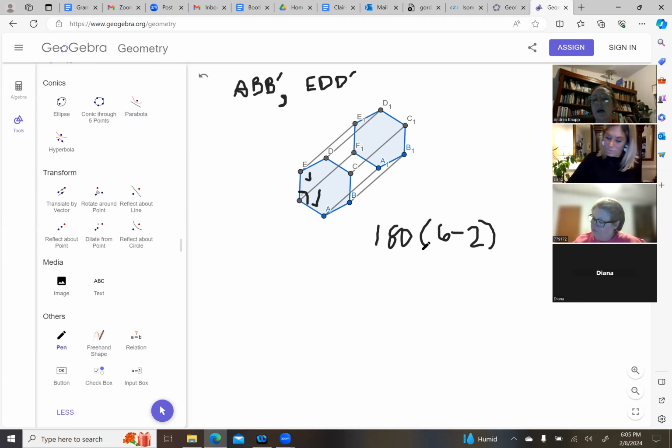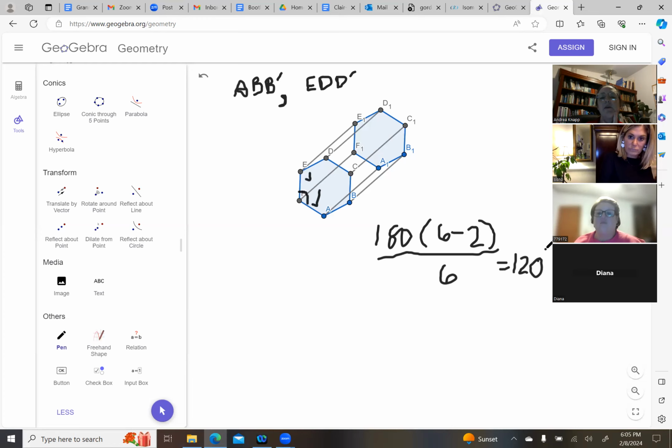But we don't want just the sum of the angles. We want that exact individual angle. So what should I divide by? 6. Yep, there's 6 angles. So divide by 6. Division by definition means you're breaking into equal parts. So that will give us a 120-degree interior angle of that hexagon, which, because we're in 3D, is the angle between these two faces right here as well.